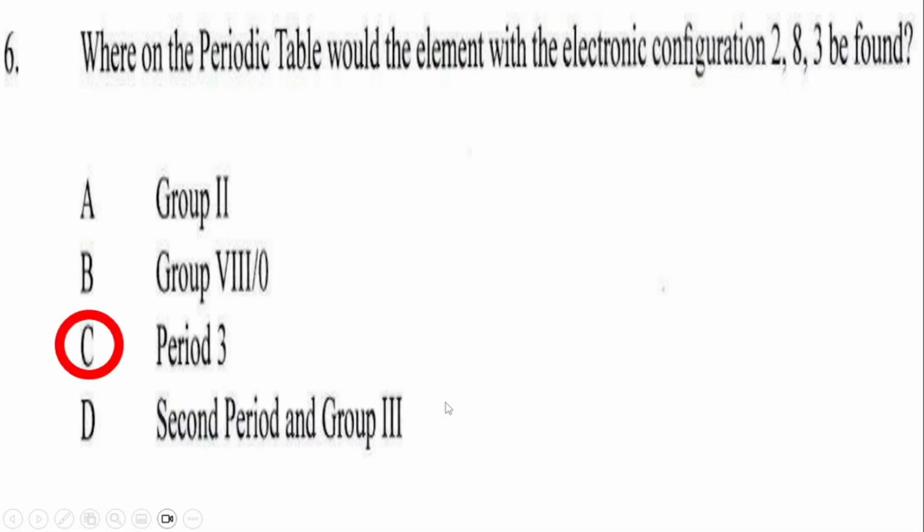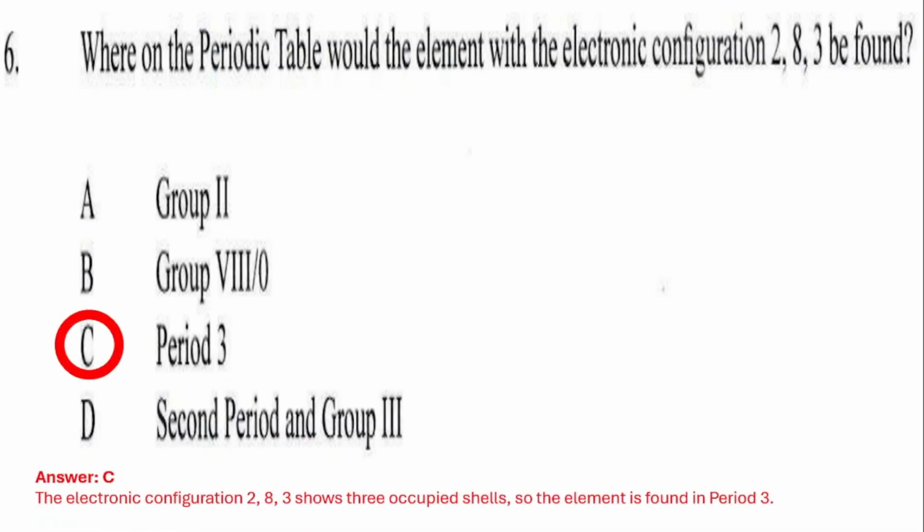Well, the correct answer is definitely going to be C, period 3, because the electronic configuration 2,8,3 shows 3 occupied shells. 1, 2, and 3. So the element is found in period 3. So the correct answer is definitely going to be C.